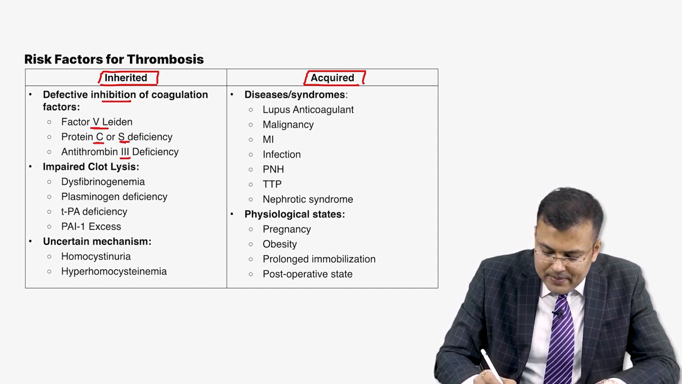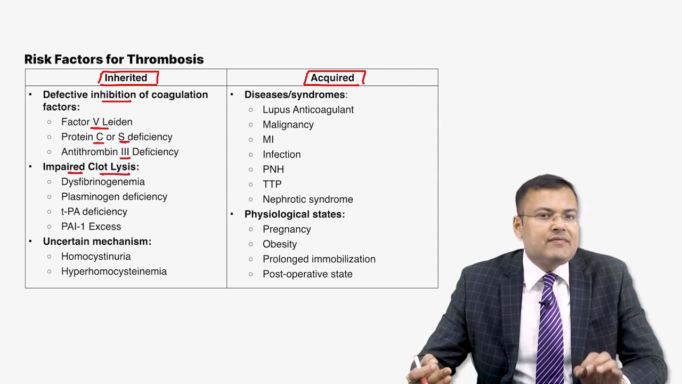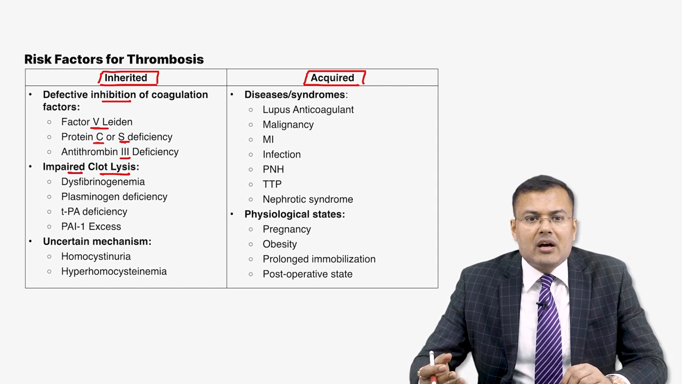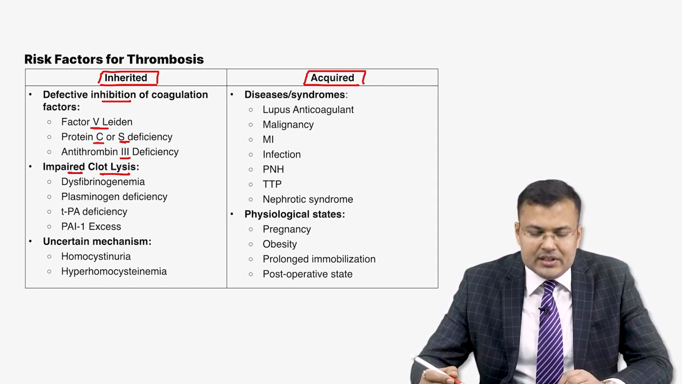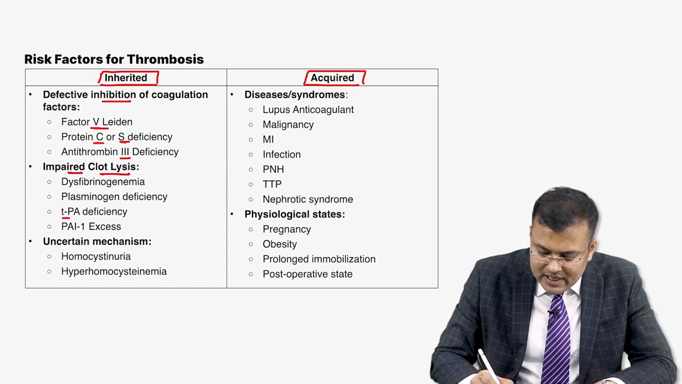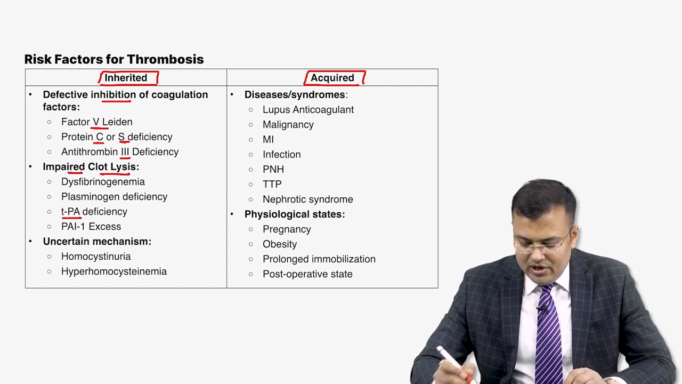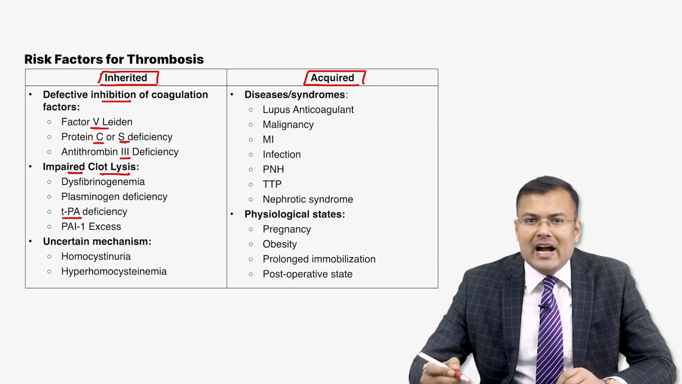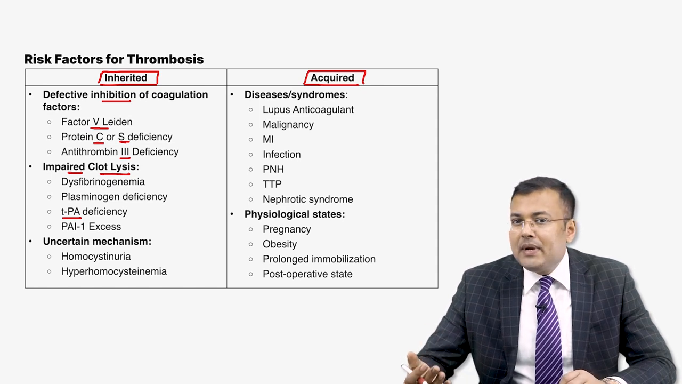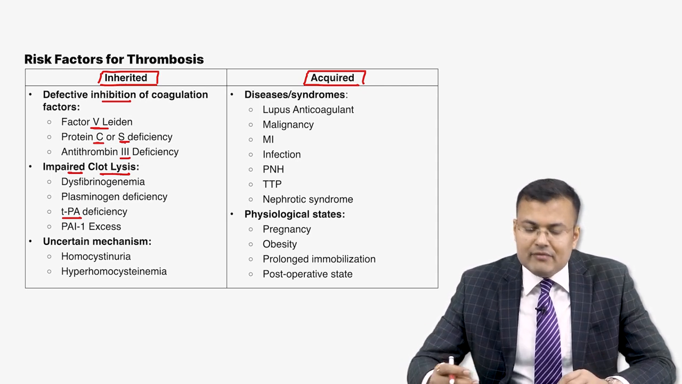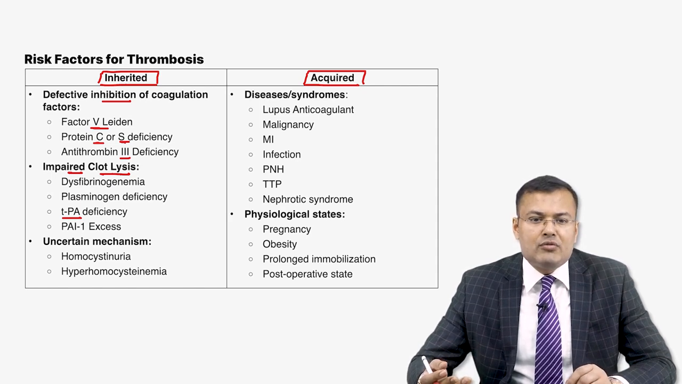Second is impaired clot lysis. So the patients in whom there is dysfibrinogenemia, or patient is having plasminogen deficiency, or there is tissue plasminogen activator deficiency, or if there is plasminogen activator inhibitor 1 excess. In all these cases, there is impaired clot lysis, and obviously what will happen? Yes, there is increased risk of thrombosis.